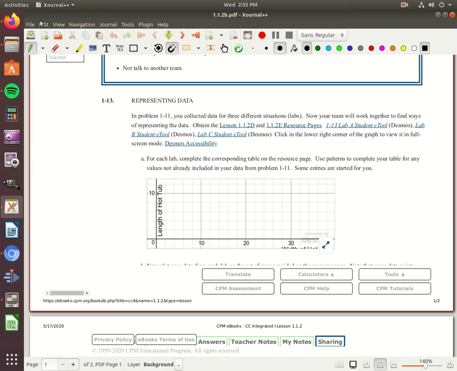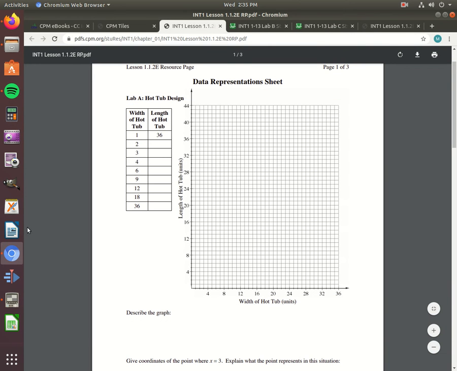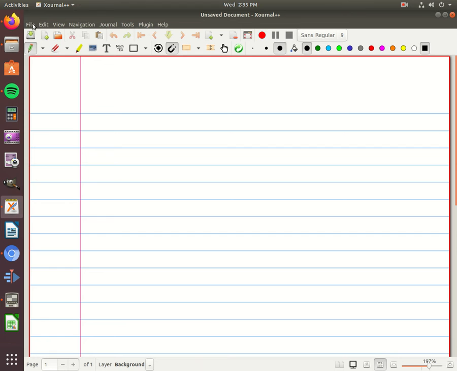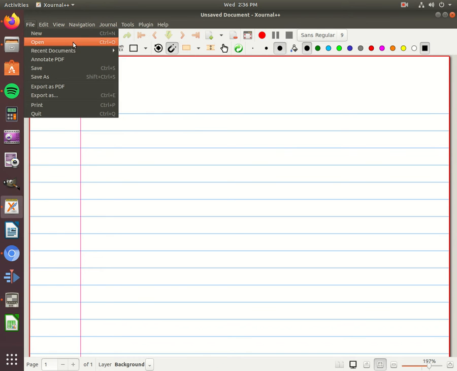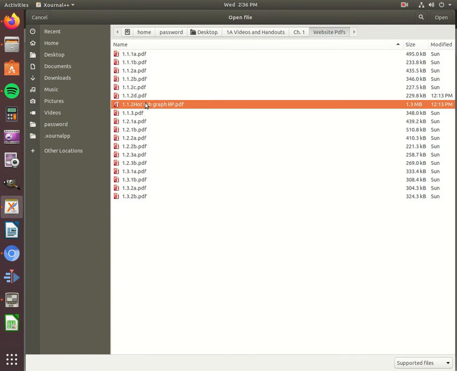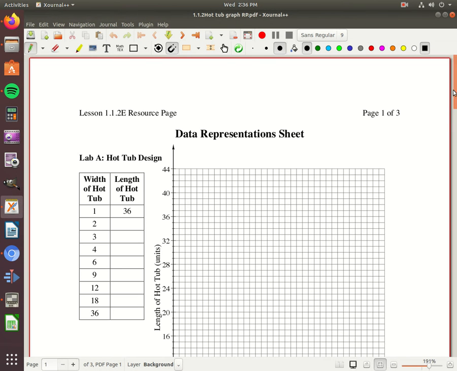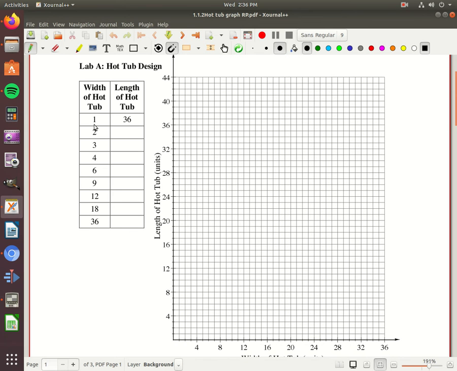So what might make sense, and I have to close this so that I can turn around and reopen it, is to get something like this, so that I can write on it. If you'll recall, we said you could go 1x36, or 2x18, or 3x12, or 4x9, 6x6, 9x4, 12x3, 18x2, and 36x1. So when we graph these, 1x36 is going to go right here.